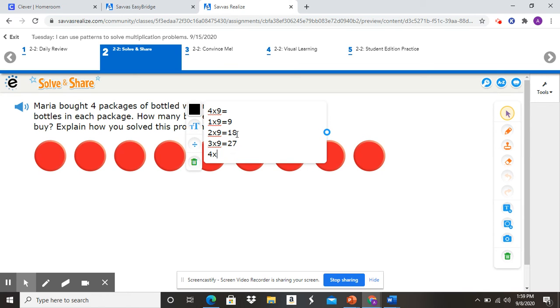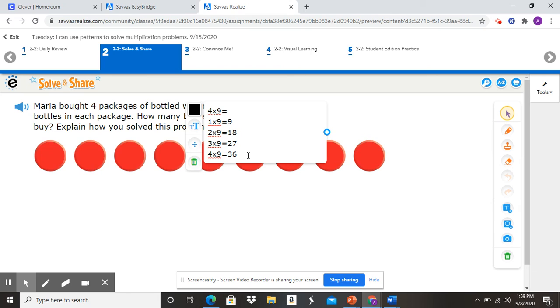Now let's look at 4 times 9. In my tens place, remember, I go up by 1. So what's the number after 2? That's right, it's going to be 3. And then I look at my ones place. What's the number below 7? That's right, it's going to be 6. So 4 times 9 is 36.